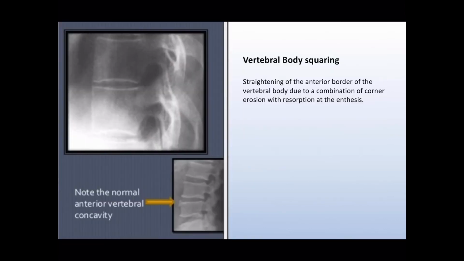Vertebral body squaring. First, look at a normal vertebral body. In a normal vertebra, the anterior border is concave. It's not straight. It's curved like this one. But in case of ankylosing spondylitis, the concavity is lost and the anterior border becomes straight. So this looks like a square and this is called vertebral body squaring.